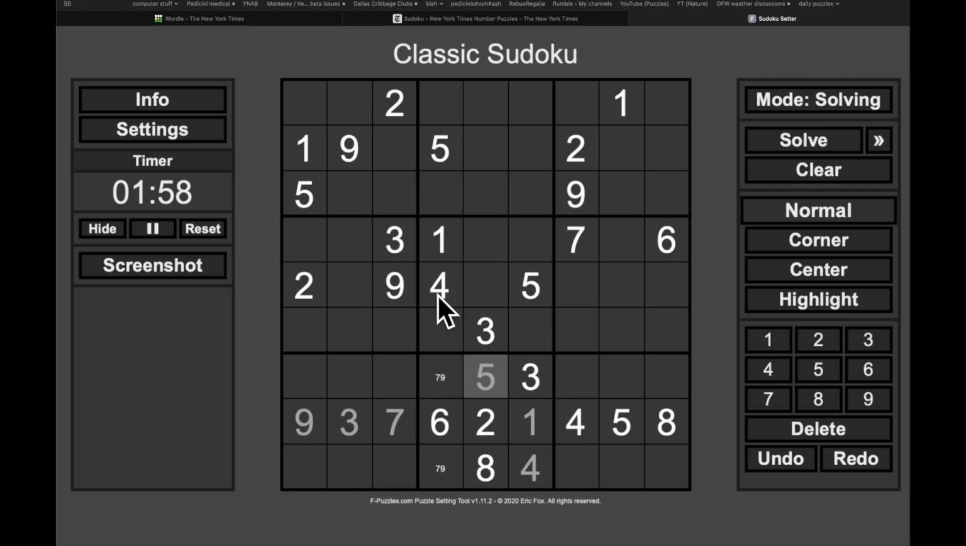Anyway, I've got 1, 4, 5, 6, 7, 9. I've only got 3 digits left to place, 2, 3, and 8 in these cells respectively. Now, this is not 3. This is not 2. This could still be any of those 3.